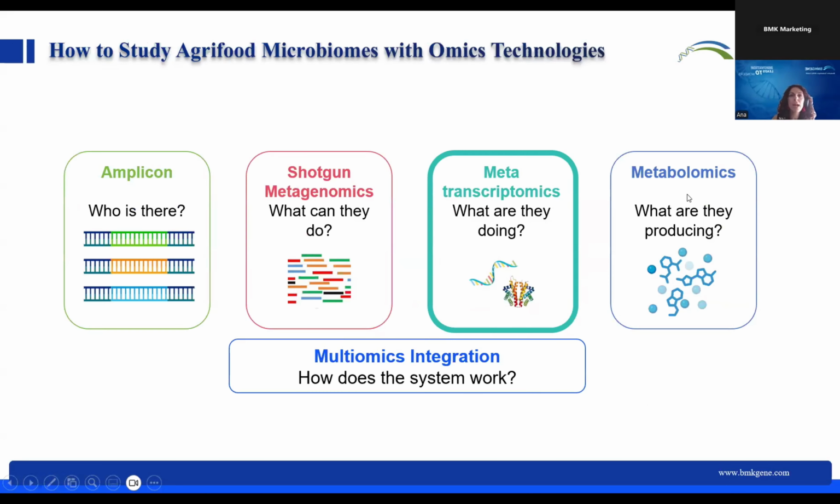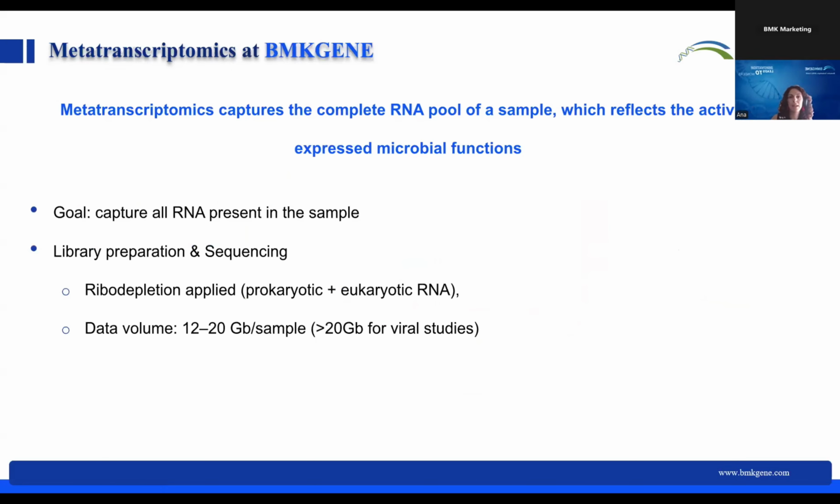So now going into metatranscriptomics, where we are looking at what the microbes are doing, and this is using RNA. Metatranscriptomics captures the complete pool of RNA of a sample, and this reflects the actively expressed microbial functions. So we just take a sample, we extract the RNA, and then we prepare the library for sequencing.